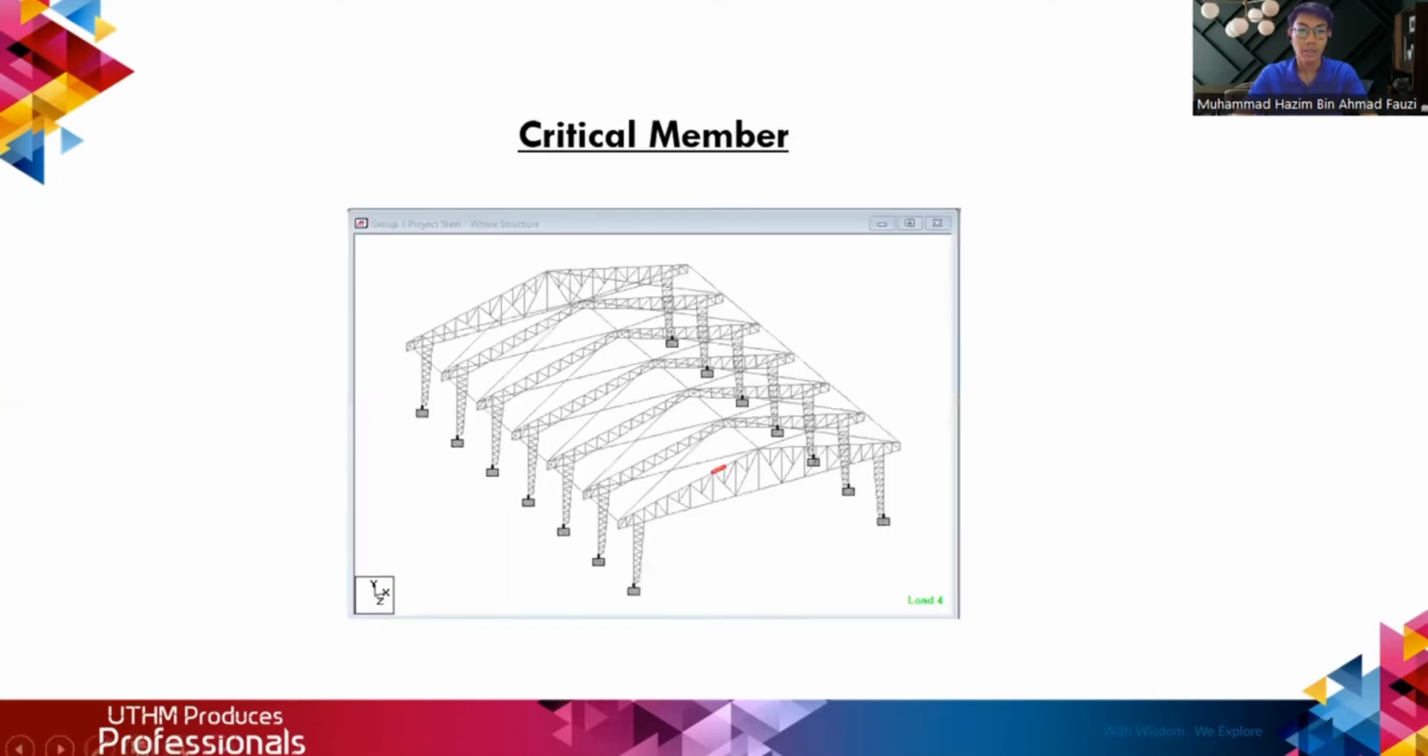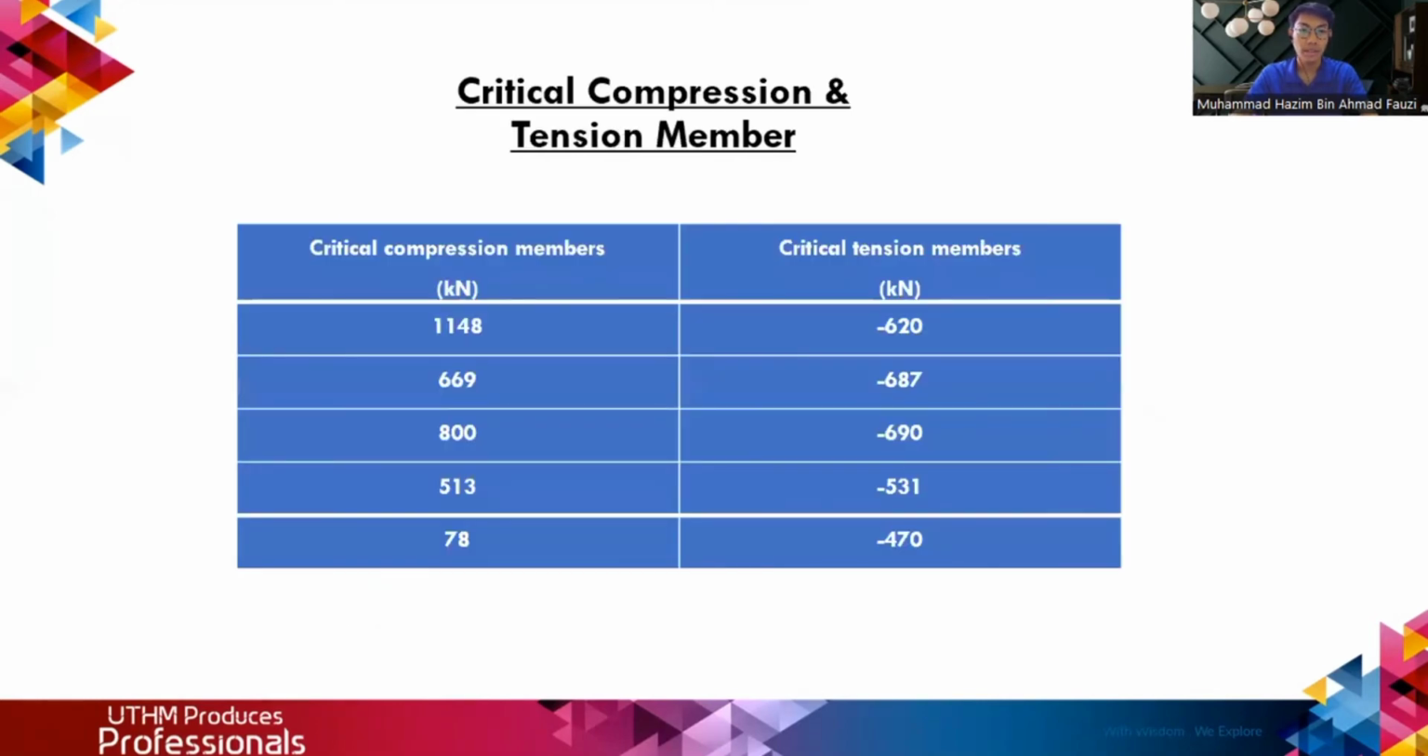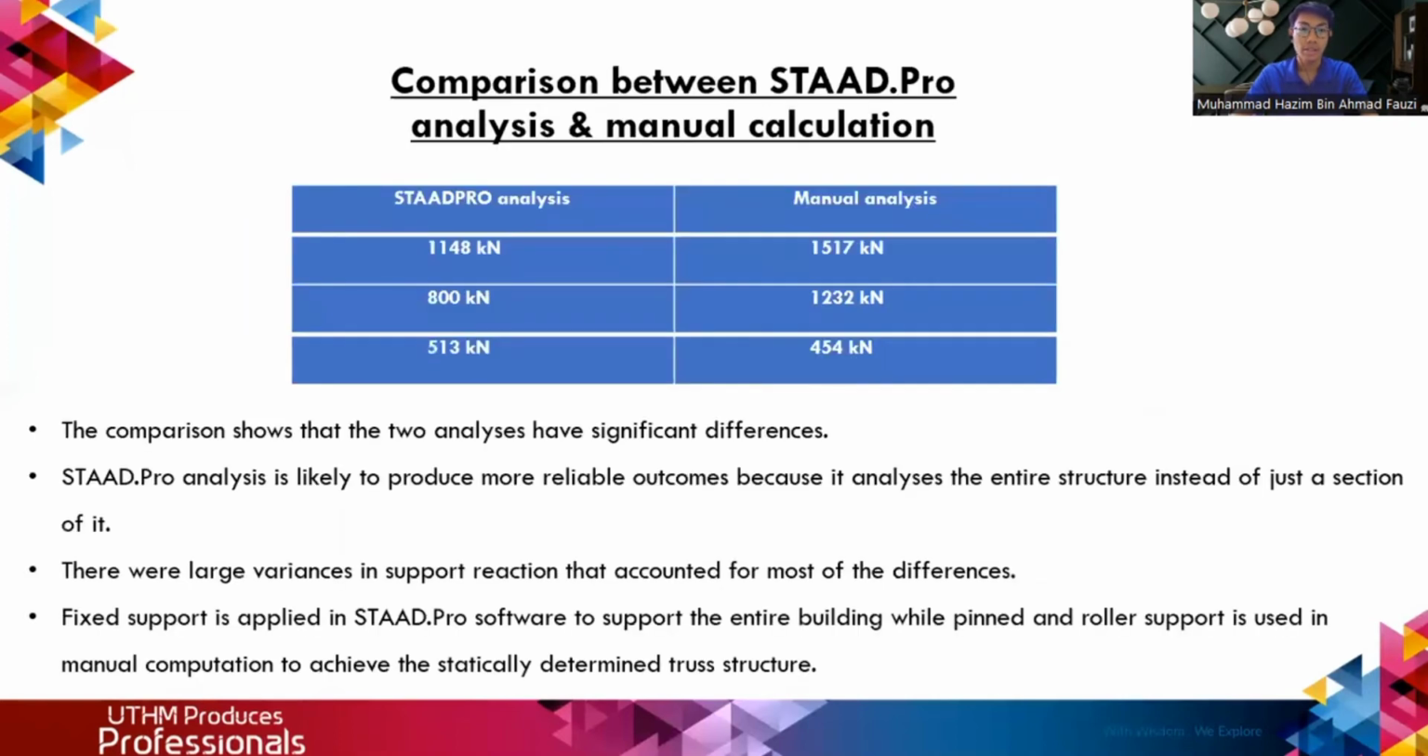This is our model in STAAD.Pro analysis, and the red one indicates our critical member. We have chosen 5 critical compression and 5 critical tension members, shown in the table with their values. Then we made a manual calculation, and we got a significant difference between these two analyses.